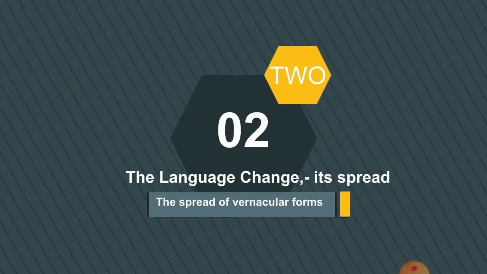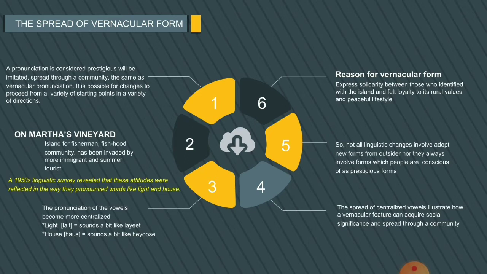Content number 2: language change, the spread of vernacular forms. A pronunciation that is considered prestigious will be imitated and spread through a community, the same as a vernacular pronunciation. It is possible for changes to proceed from a variety of starting points in a variety of directions. On Martha's Vineyard, an island of fishermen, the fishing community has been invaded by more immigrants and summer tourists.